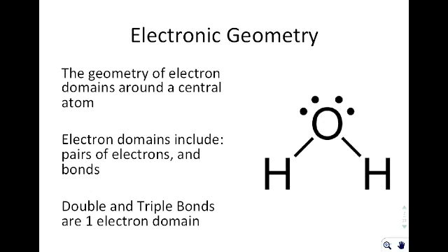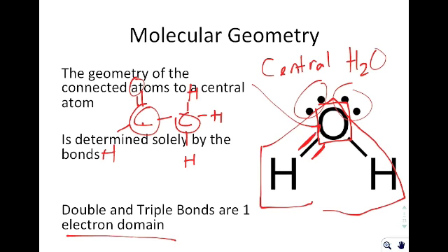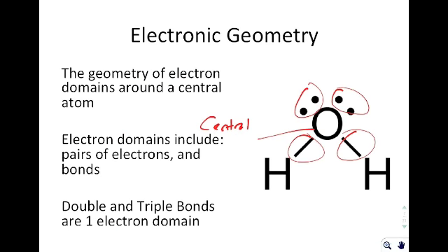Electronic geometry, on the other hand, looks at all of the pairs of electrons. If you look at the central atom here, which is once again the oxygen, it has 1, 2, 3, 4 pairs of electrons surrounding it. So the electronic geometry of this would be different from the molecular geometry. This one says there are only 2 things connected to the oxygen. This one says that there are 4. Because of that, you can use the ideas of electronic geometry and molecular geometry to predict the shape of the molecule.